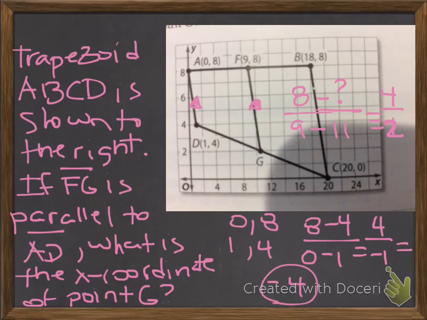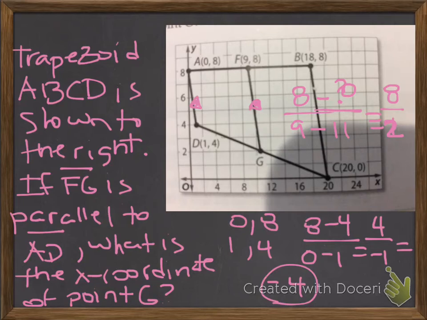Now, if we had a graph that was not already done for us, I would say we would actually do 0 as the x-coordinate, because that's the only way to get -4 and be parallel. But the other way to do it is to look at the mid-segment theorem, which tells you that the two bases added together divided by 2 is your mid-segment. So we do have the lengths of the two bases that we can find.